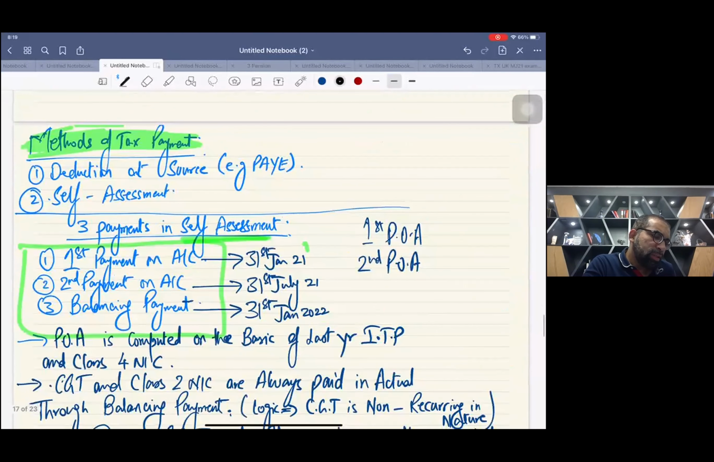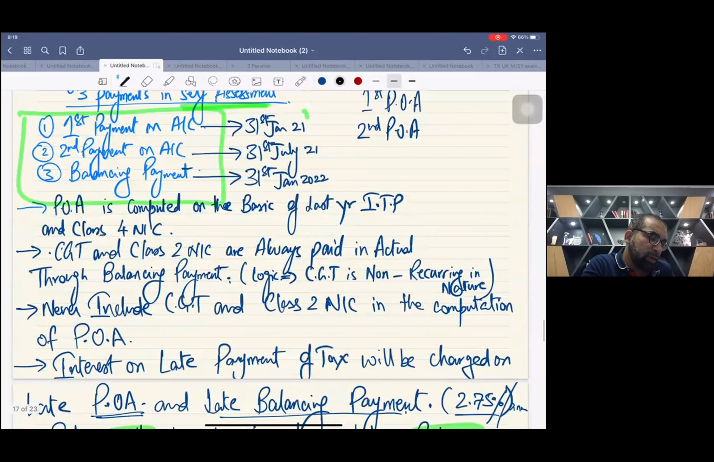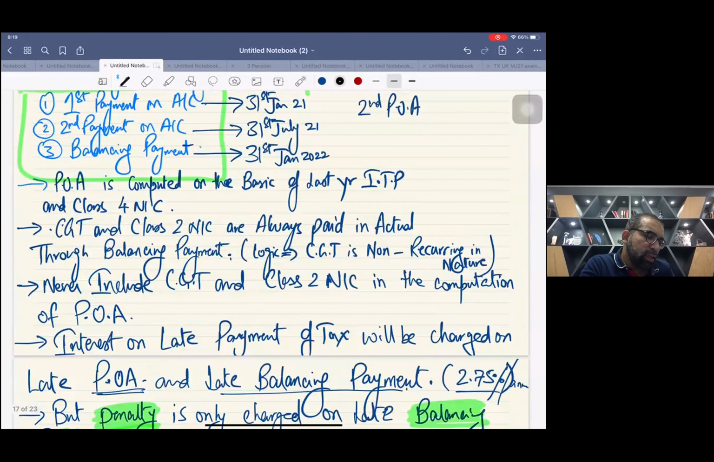POA is computed on the basis of last year's ITP and Class 4 NIC, okay? CGT and Class 2 NIC are always paid in actual through the balancing payment. Don't forget, CGT and Class 2 NIC are always paid in actual, because CGT is a non-recurring thing. Never include CGT and Class 2 NIC in the computation of POA.